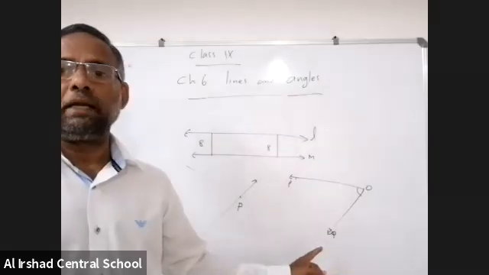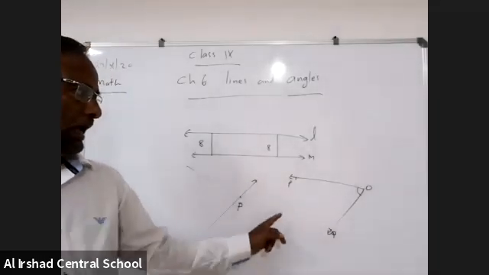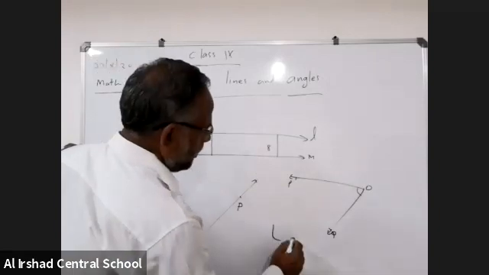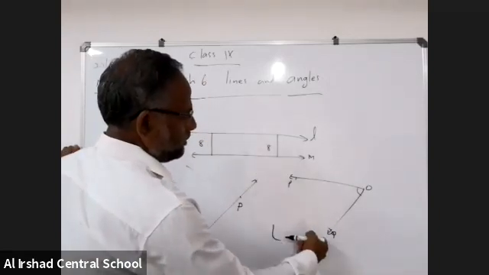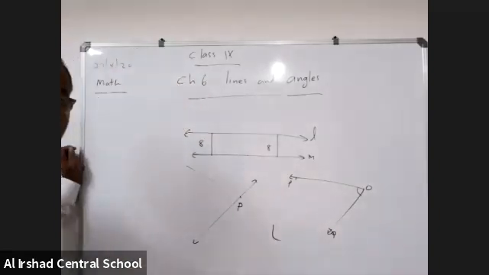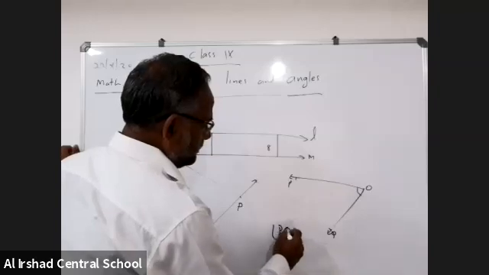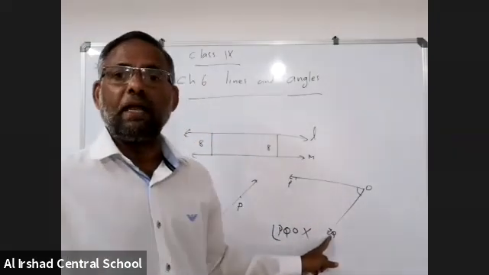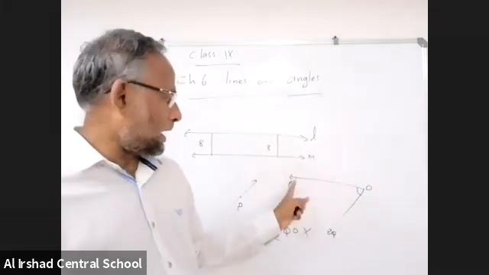Three letters, how can you say? Angle O, this is P, this is Q. Can I write angle PQO? Yes. Angle PQO, it is wrong. You cannot write that. You have to write the center.